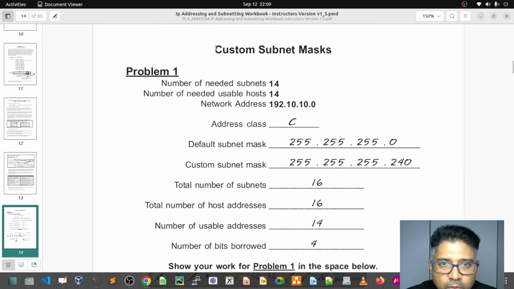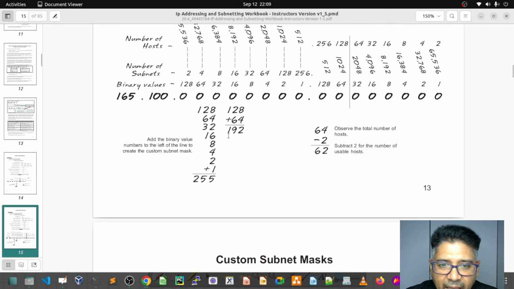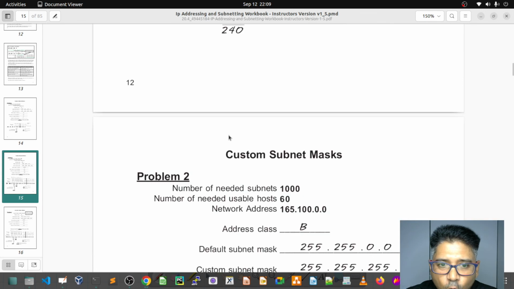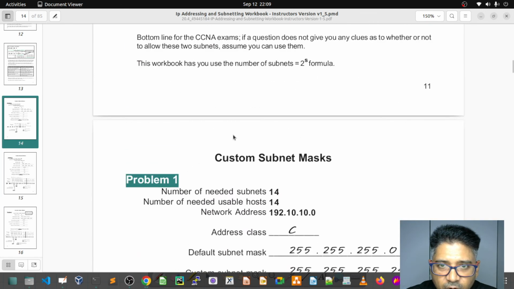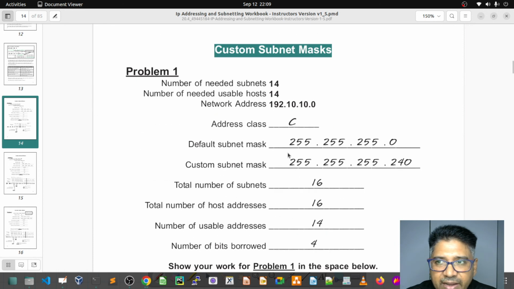From tomorrow's class we're going to discuss problem 1, and we have a total of 16 problems. You will do all the rest of the problems for the custom subnet mask. Then we will move to subnetting and the other parts.